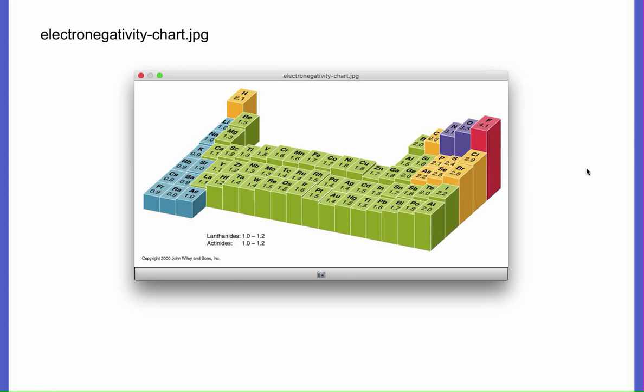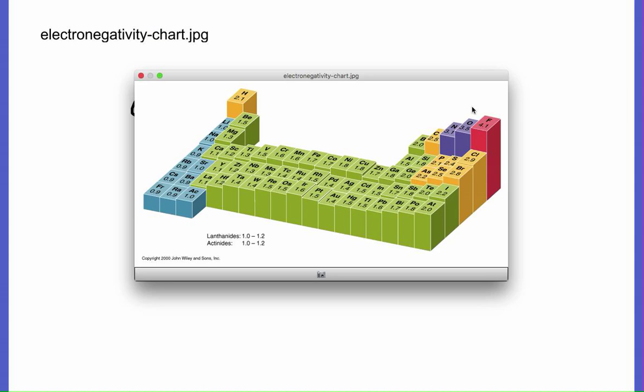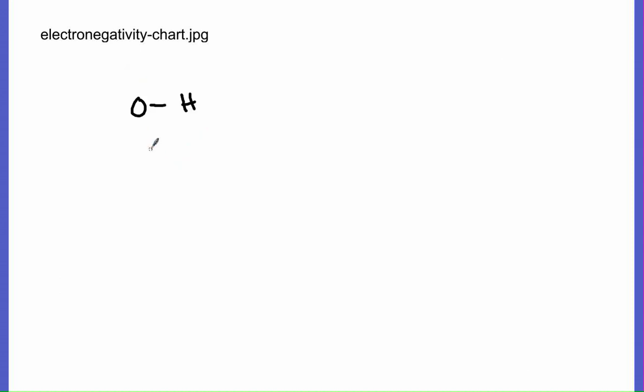So what I'm going to do with this chart is with examples, say like my oxygen to a hydrogen. If I didn't already know that that was polar, I could look at the chart and I could see that oxygen has a 3.5 and hydrogen has a 2.1, and I would just subtract those two values.